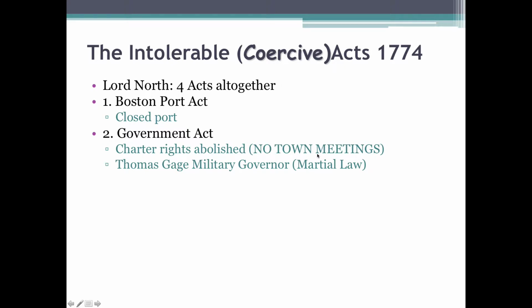And by the way, this is how specific they got. If they saw 2 men or more stopping on a street corner and having a conversation under the Government Act, you could arrest those men for having an illegal town meeting. That's how serious the British got on this.